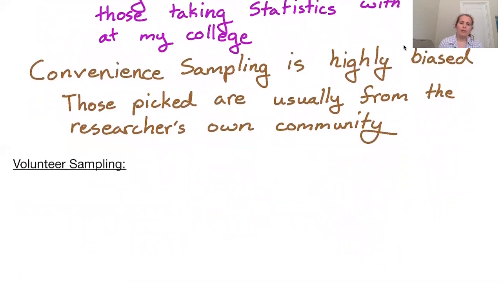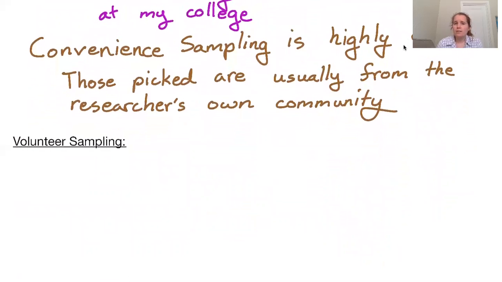Next up, we have volunteer sampling. Volunteer sampling is actually used fairly regularly, more in experiments than in observational studies. The idea behind volunteer sampling is the researcher makes the study or survey or whatever it is available to lots of people, and those who wish to participate respond.